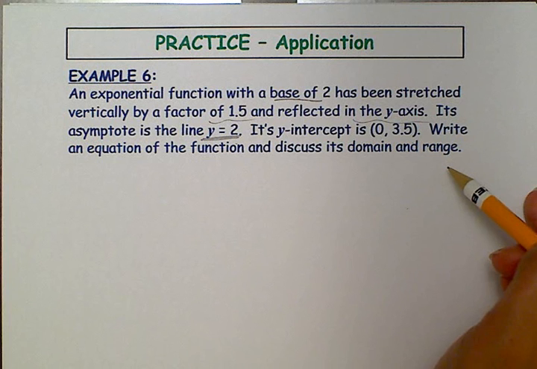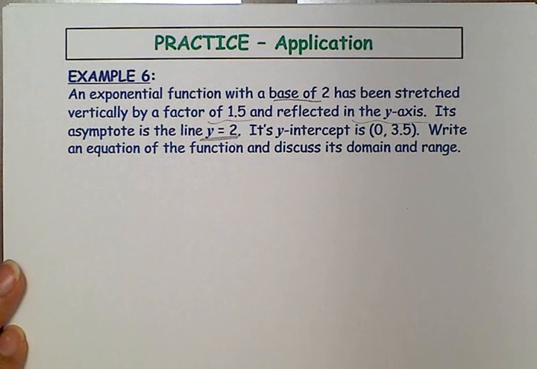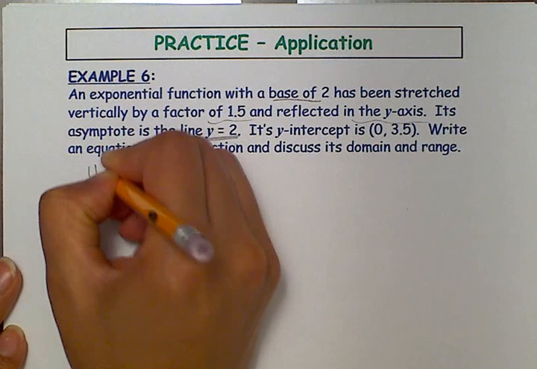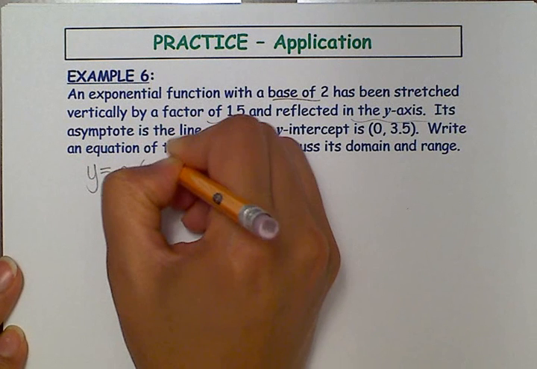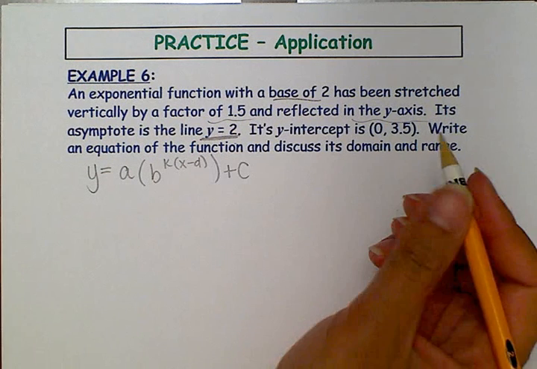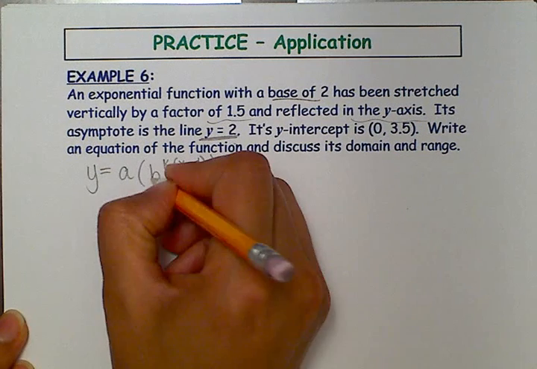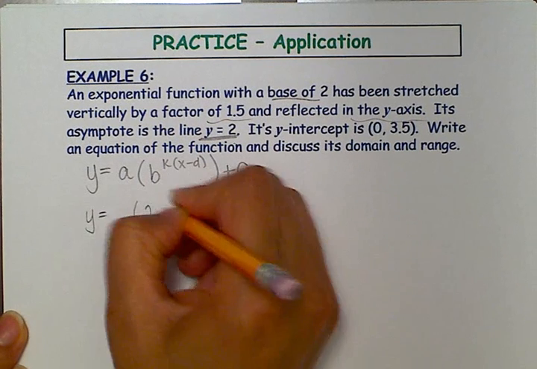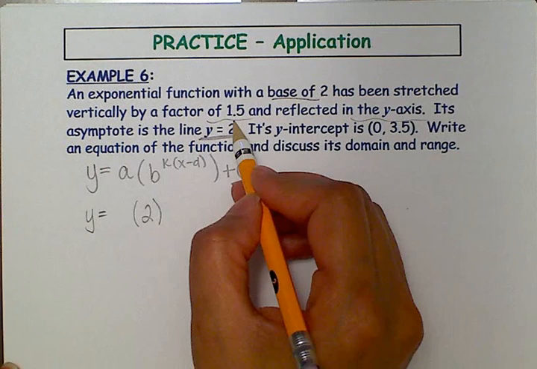So, let's start by writing a general equation of an exponential function with transformations applied to it. We would have y equals a times b to the exponent k(x minus d), and then plus c. And we can substitute in some of the information we know. First of all, we know that the base of the function is 2, so that means b is equal to 2. And we also know that there has been a vertical stretch by a factor of 1.5, so that tells me the value of a is 1.5.